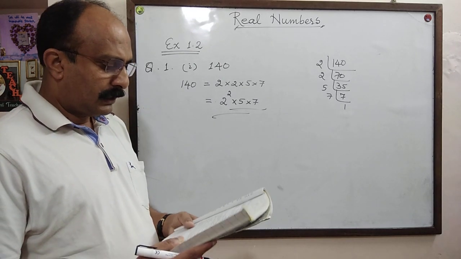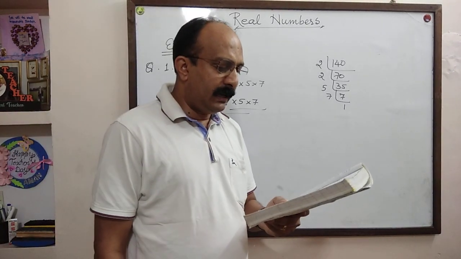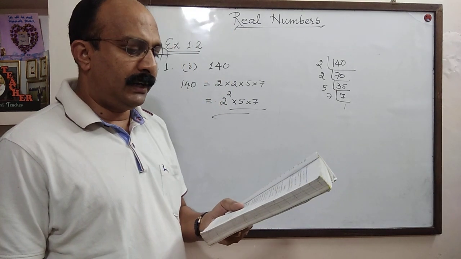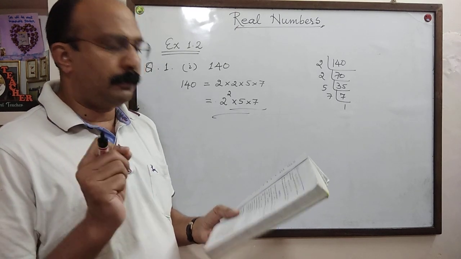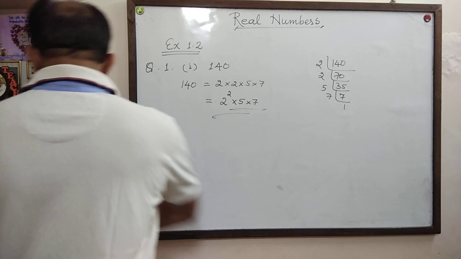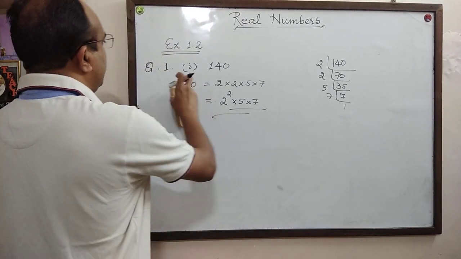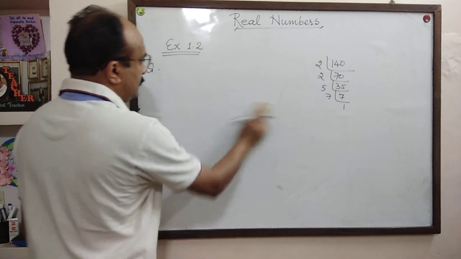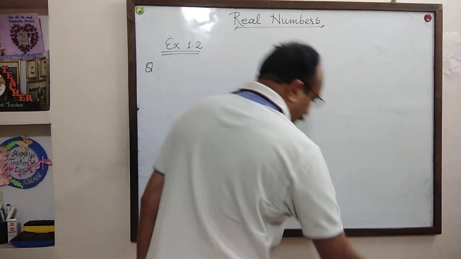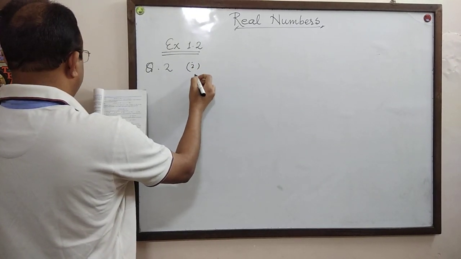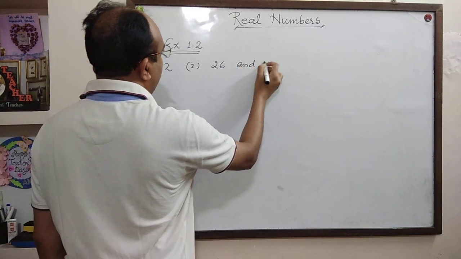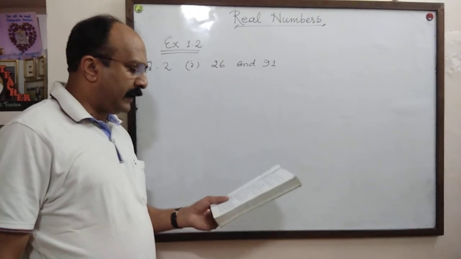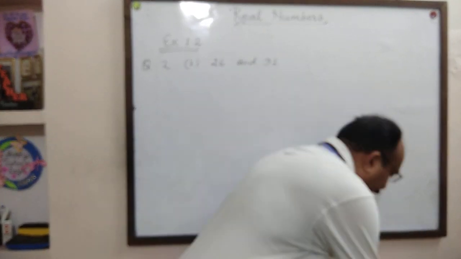Remember this. Question number 2. Find the LCM and HCF of the following pairs of integers and verify that LCM into HCF is equal to the product of the two numbers. Yes, I told you the relation: LCM into HCF equal to product of the two numbers. Now you are given certain numbers to verify this rule. So question number 2, first part, numbers are 26 and 91. So you have to find the HCF, LCM and verify.